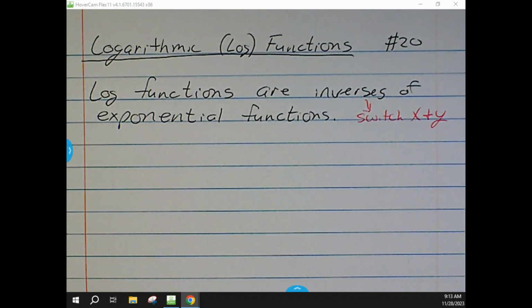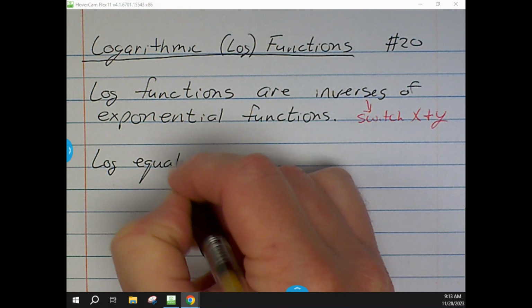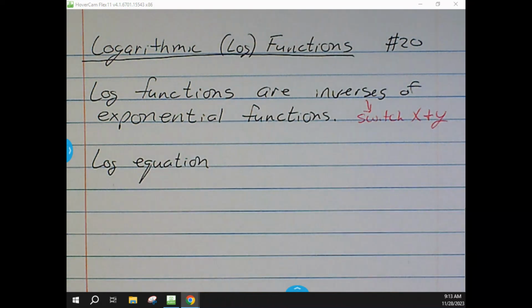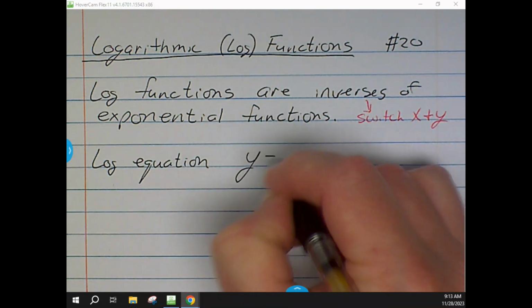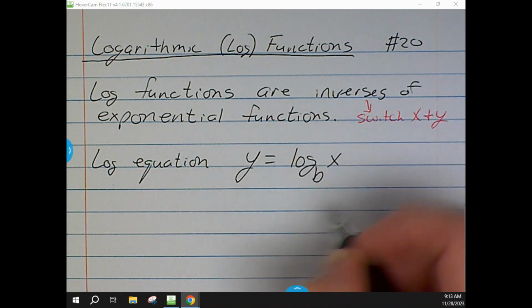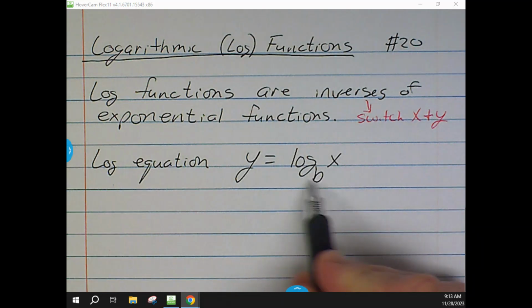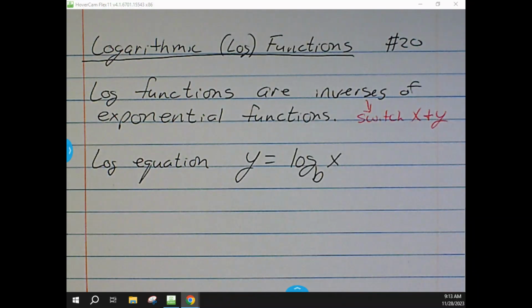So again, what we're going to do is switch x's and y's. When we talk about log functions or log equations, they can kind of go two different ways, and you'll have to interchange between these two. If you talk about a log equation, it's y equals log base b of x, or you can say log of x base b. And yes, that b is actually underneath the log, kind of underneath it there.